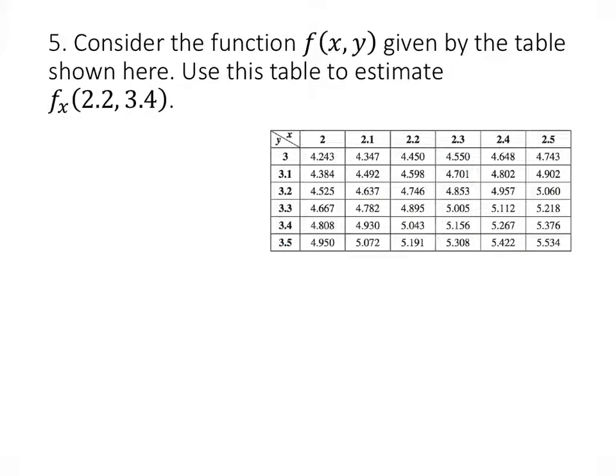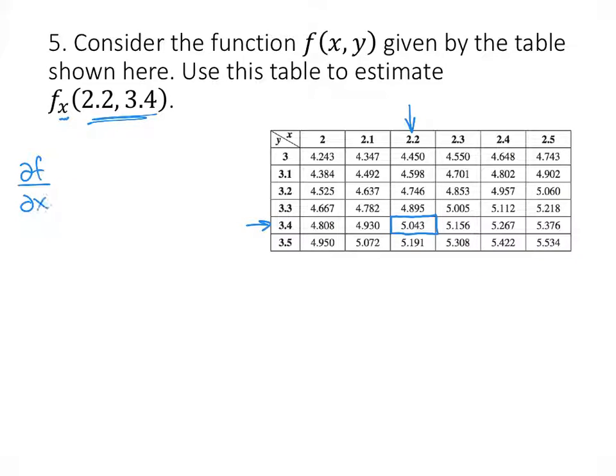Finally, we can estimate partial derivatives using tables of values, just like we estimated derivatives in Calc 1 using tables of values. So the way that we're going to do this is we first find the point that we're talking about. In this case, we're talking about the point where x equals 2.2 and y equals 3.4. So here's 2.2 in the x direction, here's 3.4 in the y direction, so we're talking about this function value right here.